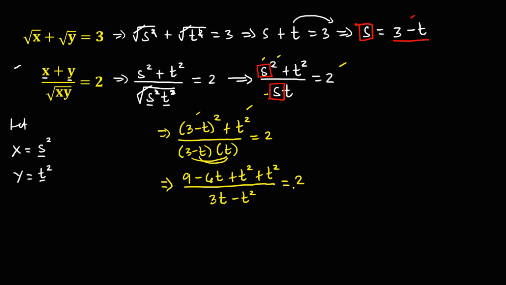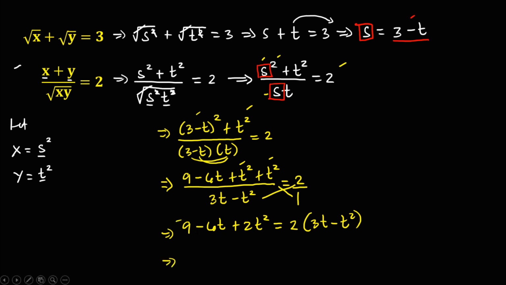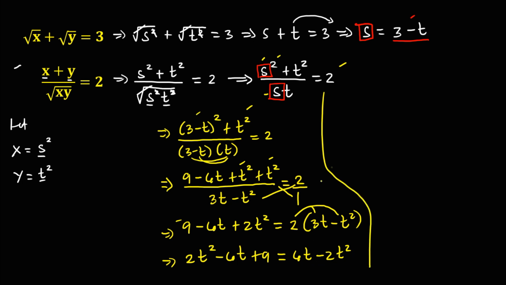Then apply cross multiplication, so over 1, multiply. So we have 9 minus 6t plus t squared plus t squared, so plus 2t squared, equals 2 times 3t minus t squared. Then arrange this equation to start with the highest exponent. So we have 2t to the power 2 minus 6t plus 9 equals, so multiply, that's 6t, then this one is negative 2t to the power 2. Then equate this equation to 0, so transpose everything to the left side.